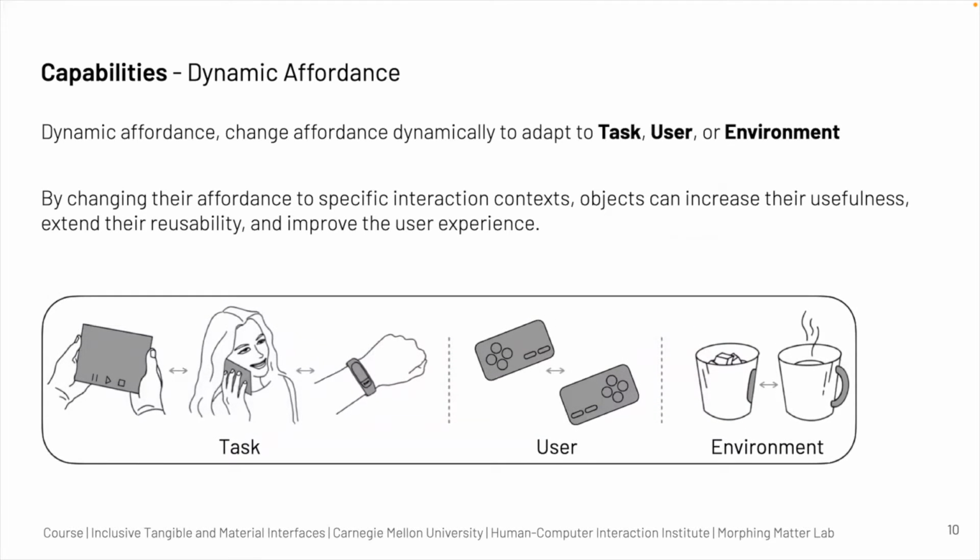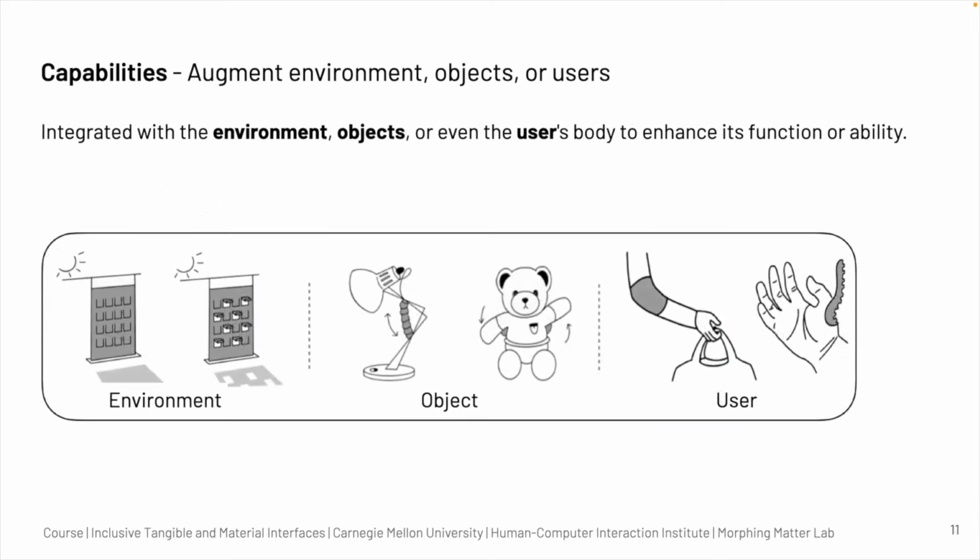So you can see that by changing the affordance to the specific interaction context, objects can increase their usefulness, extend their reusability, and meanwhile improve the user experience. So this is the first dimension, dynamic affordance. The second dimension is about augmentation, which means you can integrate the fluid-driven matter with the environment, objects, or even the user's body to enhance its function or ability.